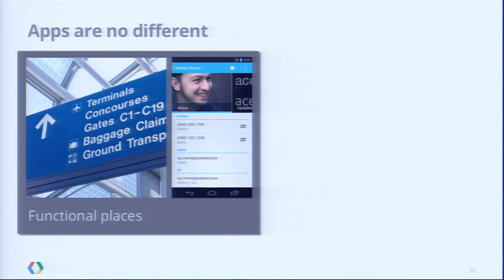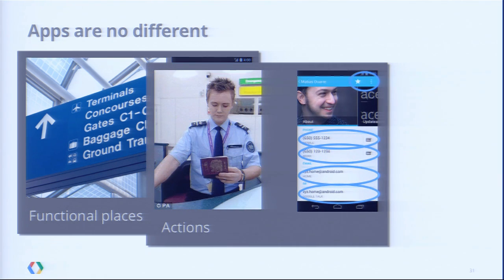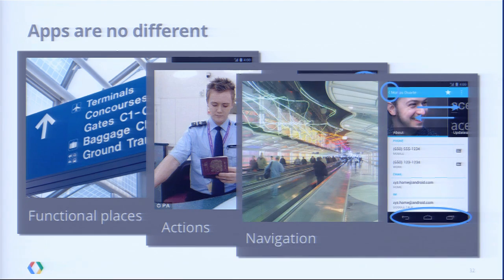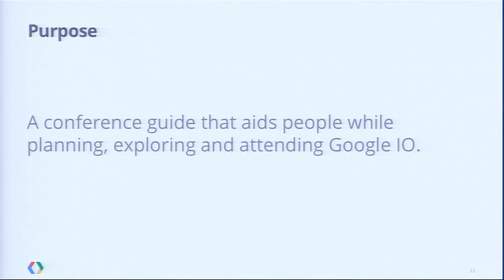Apps, in a sense, are no different, in that the purpose of an app also establishes expectations of functional places, such as a screen with information on it. That's a functional place akin to the check-in at an airport. Then there are also actions associated with those functional places, such as actions on an action bar. And there's also navigation, of course, between those functional places. Very similar, really, to how a building is constructed due to a purpose.